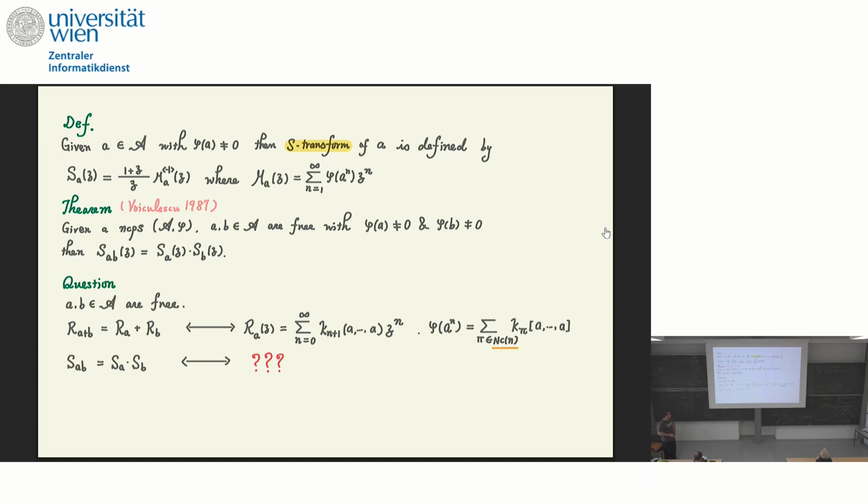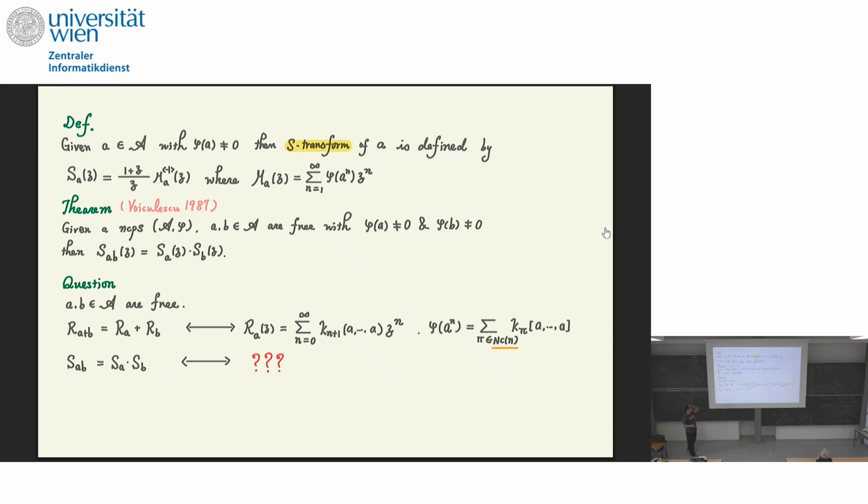And now the question is, if you have two elements A and B that are free, we know the R transform is perfect for describing the additive convolution. And this one can be understood using cumulants, which have such a relation. But how about the product case?